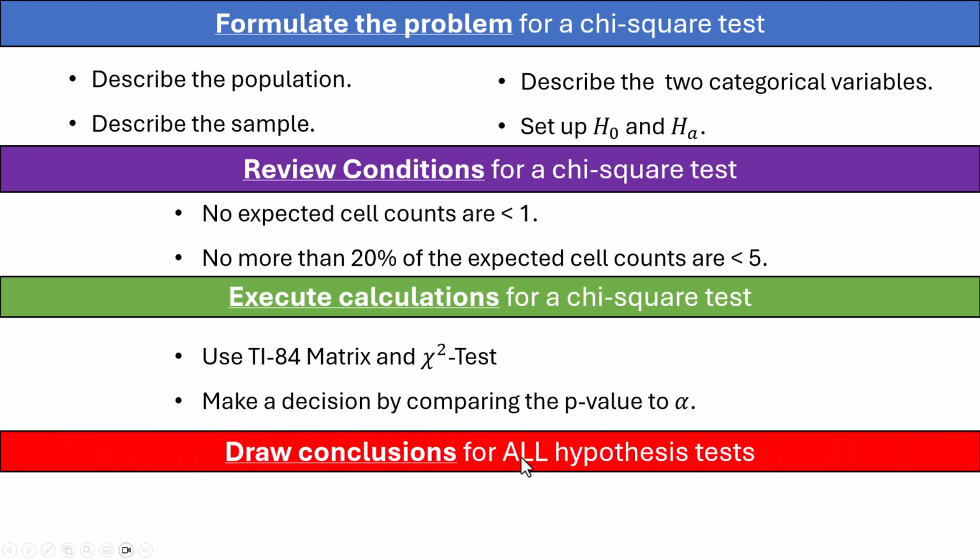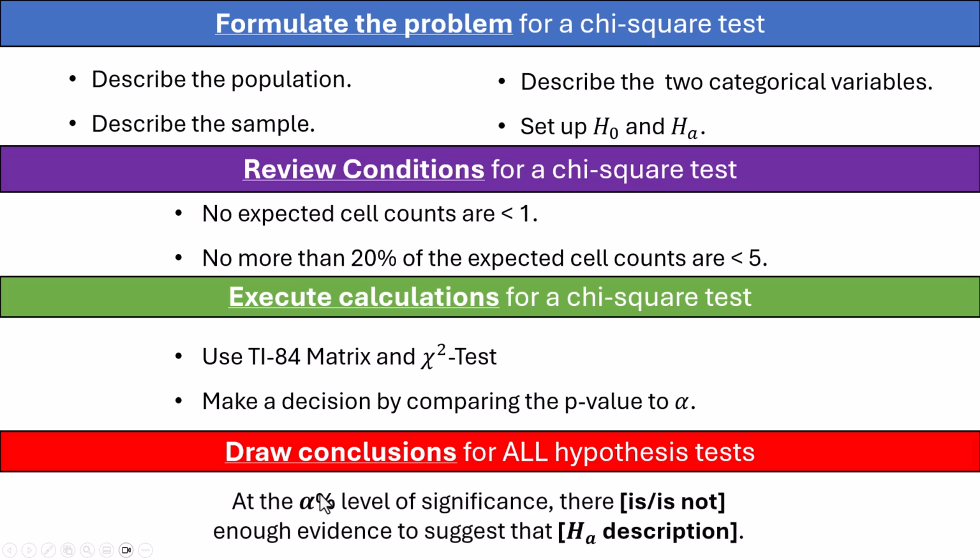And for all hypothesis tests, we will use the same template to draw conclusions. We will first state our level of significance because the decision could change based on your level of significance. So we'll say at the alpha percent level of significance, expressing alpha as a percentage, there either is or is not enough evidence to suggest that, and then we will restate our alternative hypothesis. So when we reject the null hypothesis, we will say there is enough evidence to suggest the alternative. And when we fail to reject the null hypothesis, we will say there is not enough evidence to suggest the alternative.